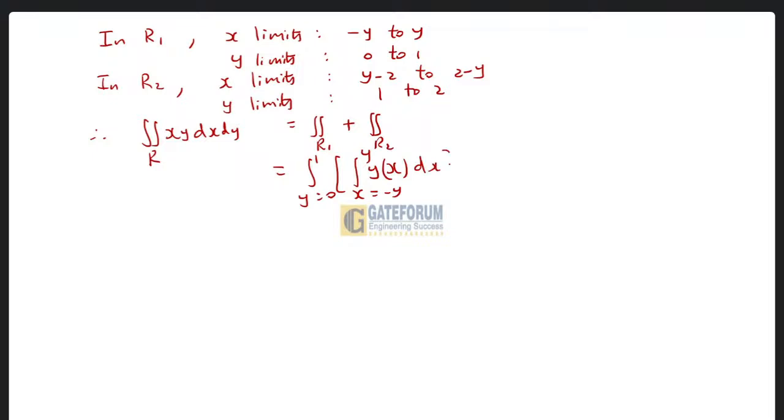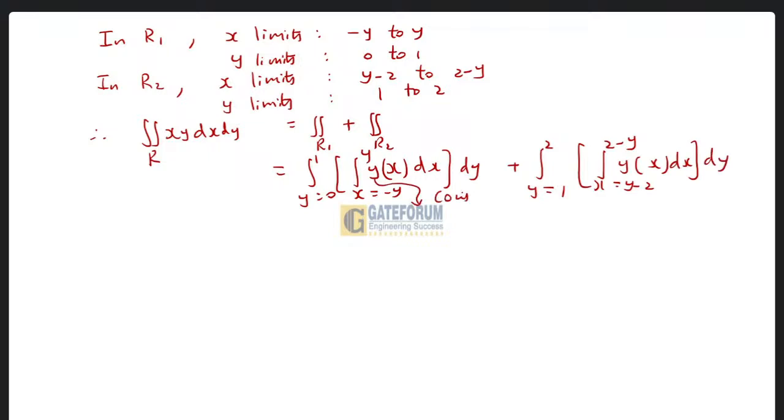Dx into dy, plus in the second integral, y is equal to 1 to 2, keeping y outside, x limits from minus 2 to 2 minus y. Again, y is constant with respect to x, first integrating with respect to x, then with respect to y. So this is constant, the y limits are constant.